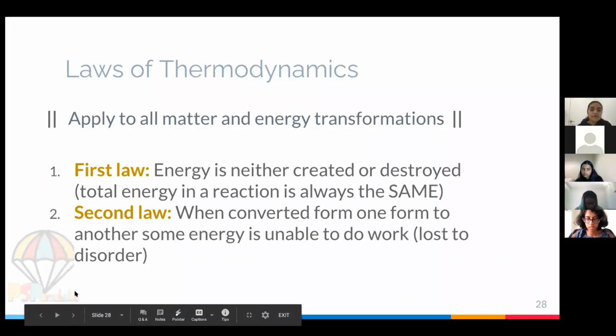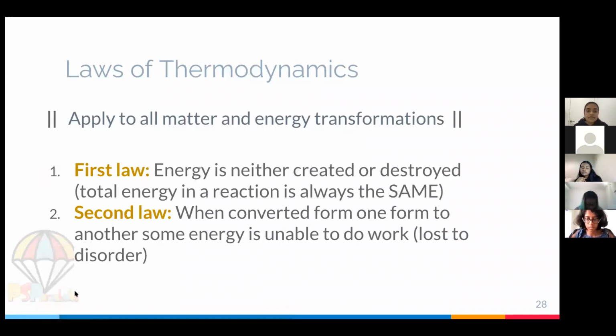All right, so the laws of thermodynamics. So this is good to know. The first law of thermodynamics is that energy is neither created nor destroyed, and the total energy in a reaction is always the same. And the second law is that when converted from one form to another, some energy is unable to do work, so it's lost to disorder. Next slide, please.